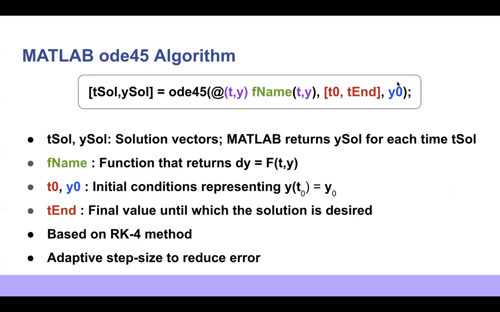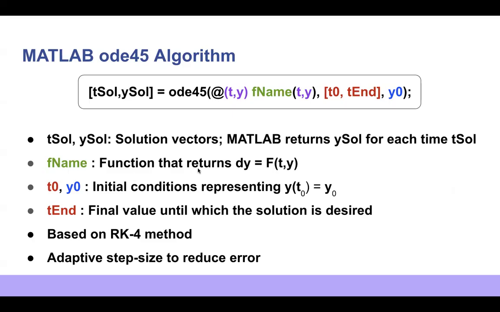Now, finally, what solution do you get? You get some time intervals from t0 to tn. MATLAB divides the entire time interval t0 to tn into several time stamps, and for those times you get the y values. Those several times are in the vector t sol, and the corresponding y values are in the vector y sol. T sol and y sol are the solution vectors. MATLAB will return this y sol for each time t sol.